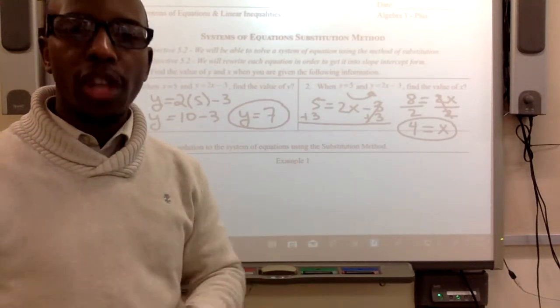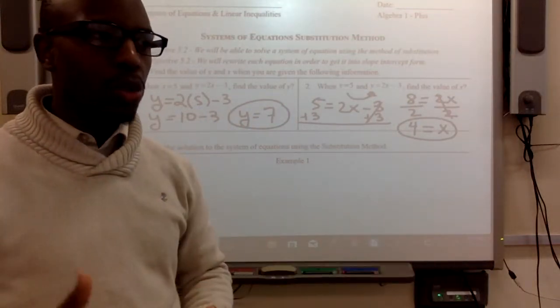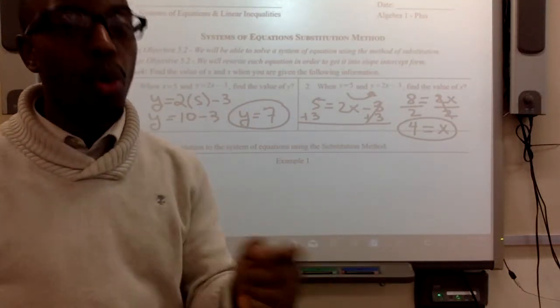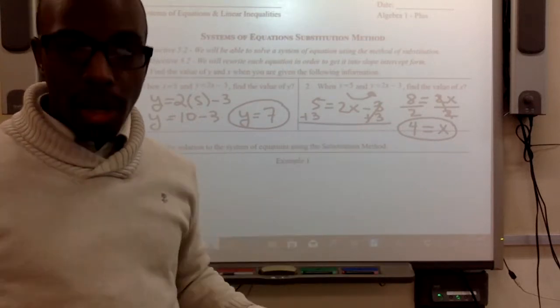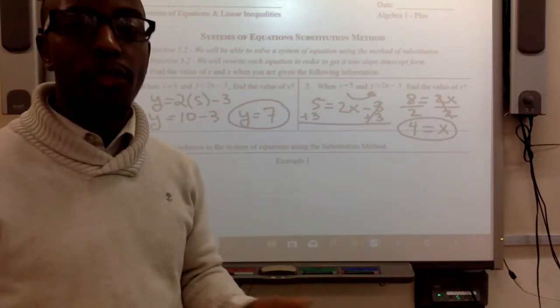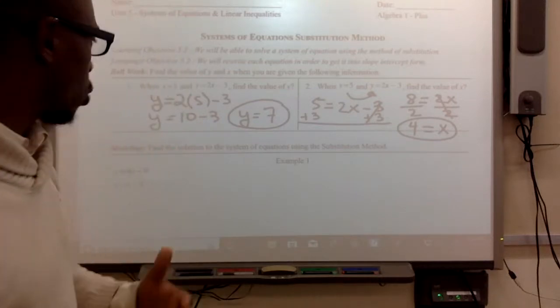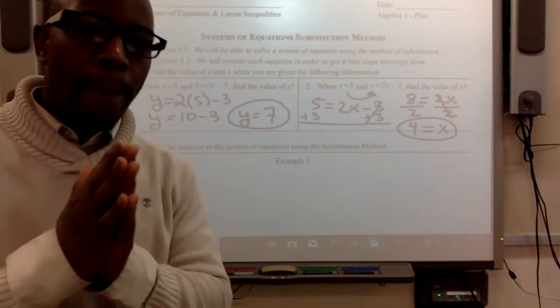Where there are 2 full equations, how do I substitute when they're not giving me x is equal to a number or y is equal to a number? How can I substitute when they give me y is equal to mx plus b form? I'm going to show you. I'm going to try to show you a couple different ways.